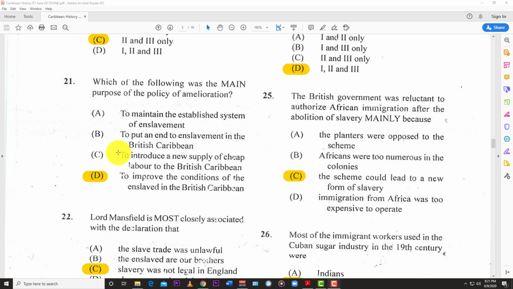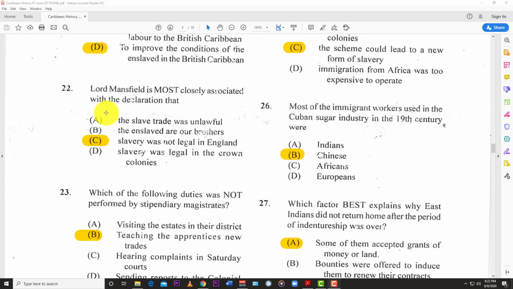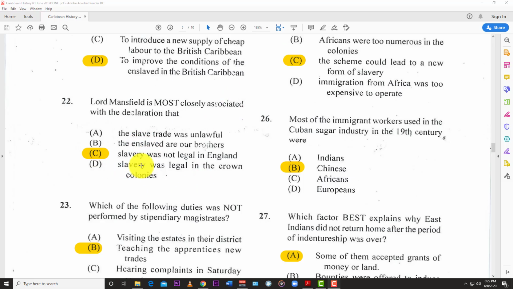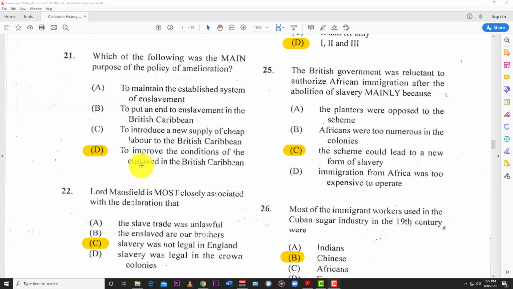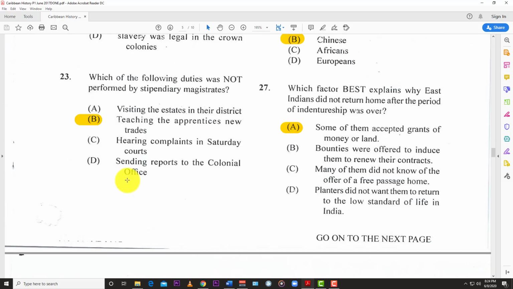Number 21. Which of the following was the main purpose of the policy of amelioration? And the answer here is D, to improve the conditions of the enslaved in the British Caribbean. 22. Lord Mansfield is most closely associated with the declaration that C, slavery was not legal in England. Slavery was not legal in England. 23. Which of the following duties was not performed by the stipendiary magistrates? And the answer here is B, teaching the apprentices new trades.